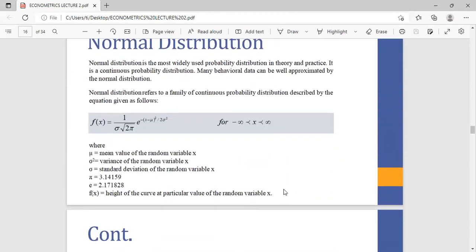Normal distribution is the most widely used probability distribution in theory and practice. It is a continuous probability distribution. Many behavioral data can be well approximated by the normal distribution. Please keep one thing in mind: most phenomena, whether physical, political, economic or social, can be roughly represented by normal distribution. This is the significance of normal distribution in statistical analysis. In fact, even today, more than 90%, you can say 95%, of statistical analysis is based on this Gaussian distribution, or what we call the bell-shaped curve or normal distribution.